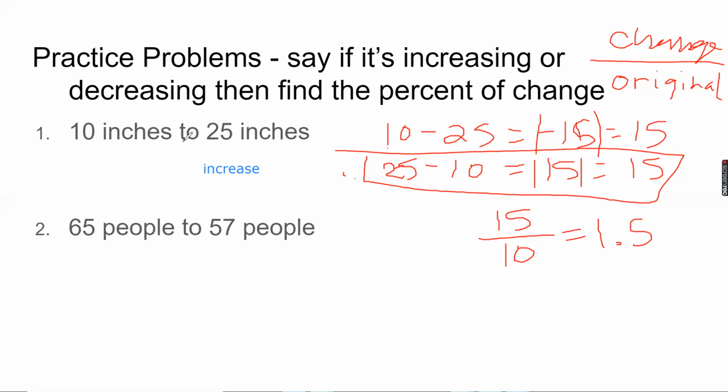Remember, this is the percent of change. Right now, this number is written as a decimal. We need to change this decimal into a percentage. To do that, we're going to multiply by 100, or we're going to move that decimal over 2 times. And so that's going to end up being 150%. So it's a 150% increase. And that's going to be our final answer there.